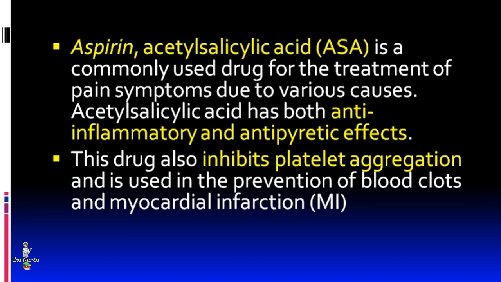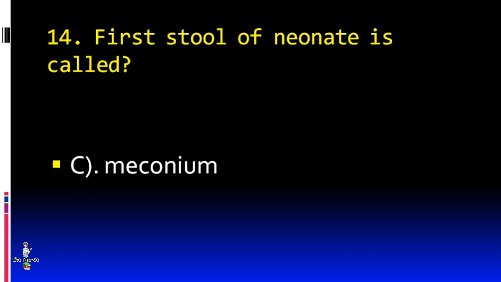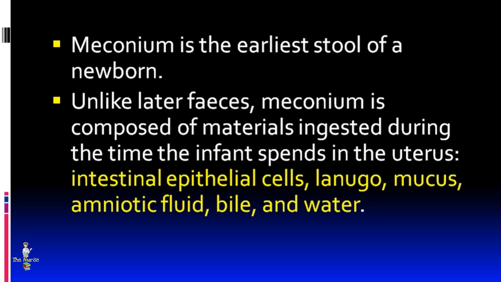Next question. First stool of the neonate is called sebum, lanugo, meconium, vernix caseosa. Correct answer is meconium. Meconium is the earliest stool of the newborn. Unlike later feces, meconium is composed of materials ingested during the time the infant spent in the uterus: intestinal epithelial cells, lanugo, mucus, amniotic fluid, bile and water.